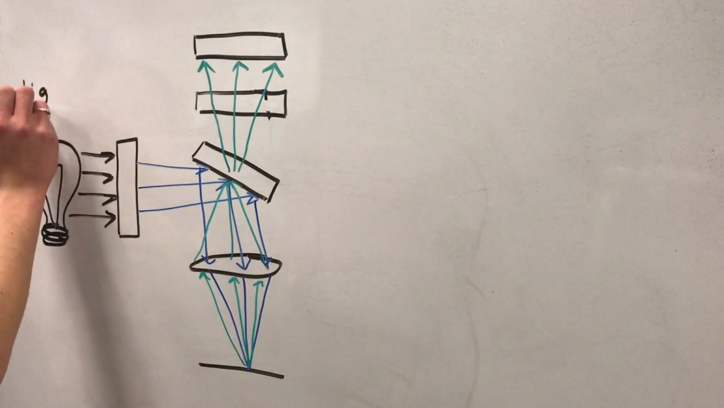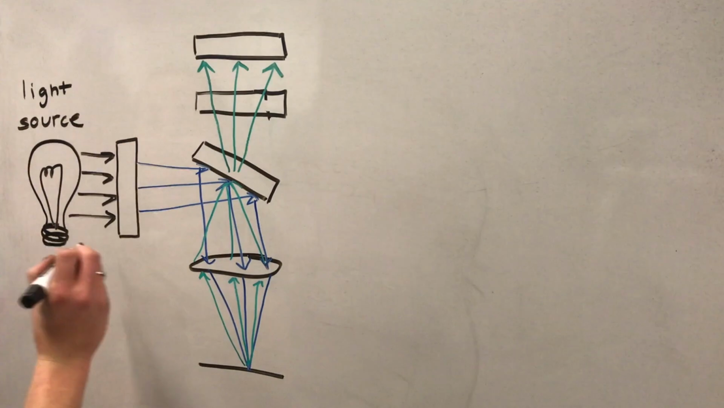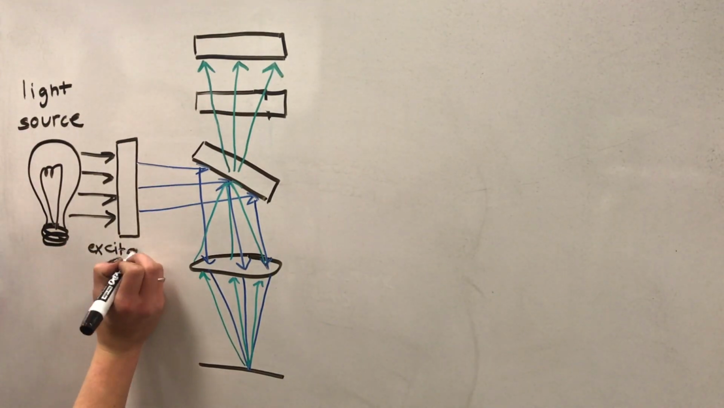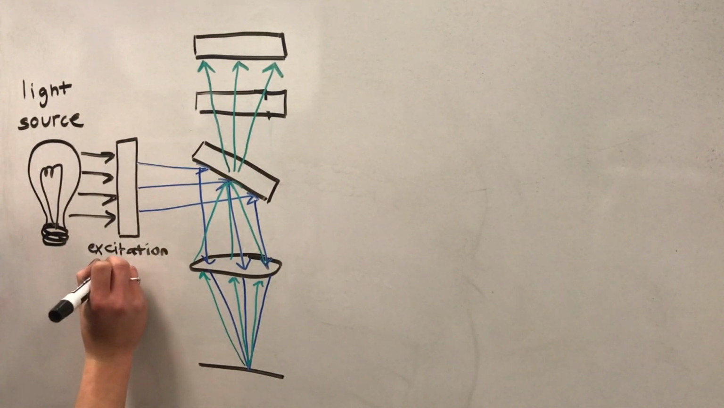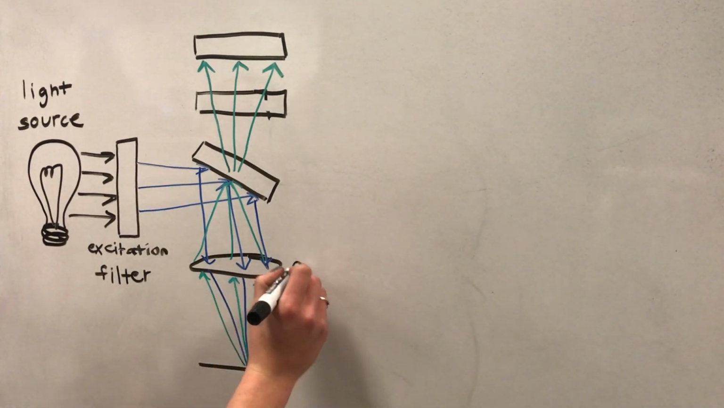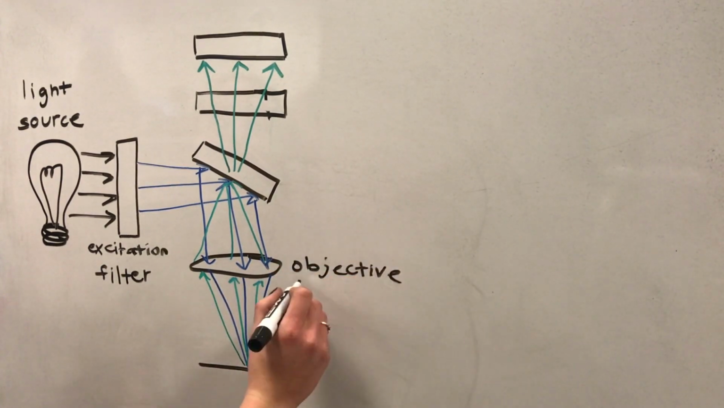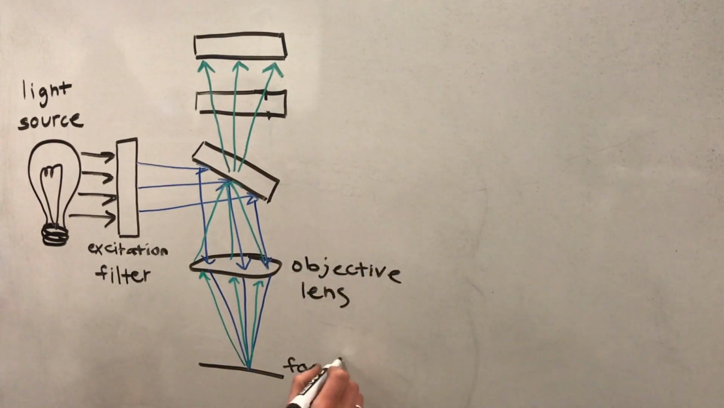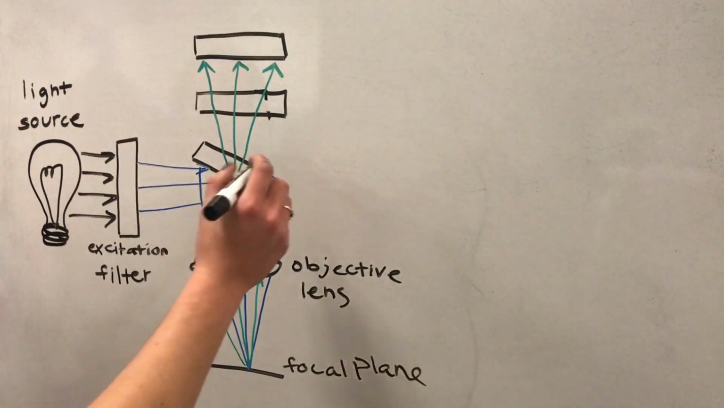A light source is passed through an excitation filter to select a certain wavelength of light. Light is reflected off of a dichroic mirror, which reflects or transmits different wavelengths of light differently. Emitted light from the sample is then captured by photomultiplier tubes after passing through an emission filter.